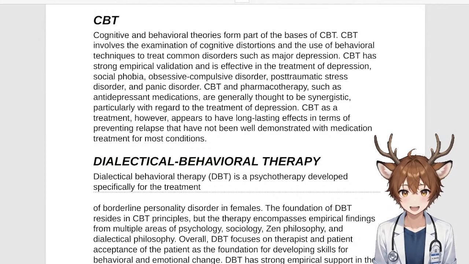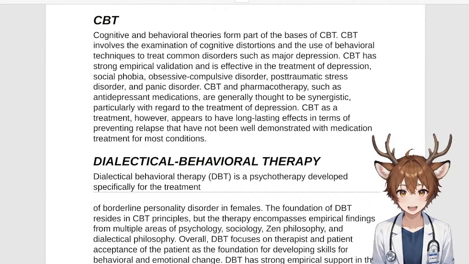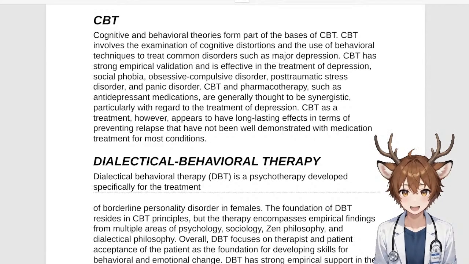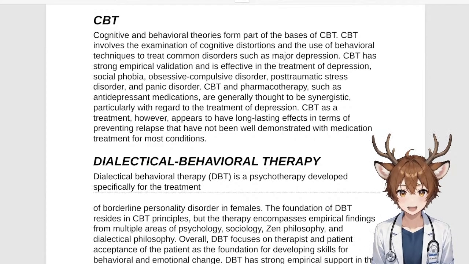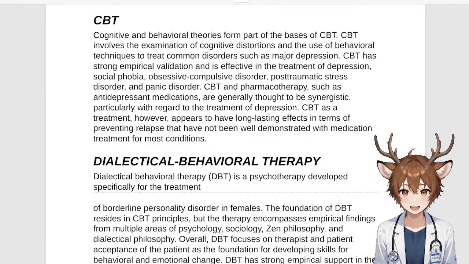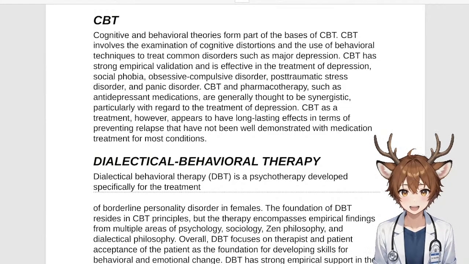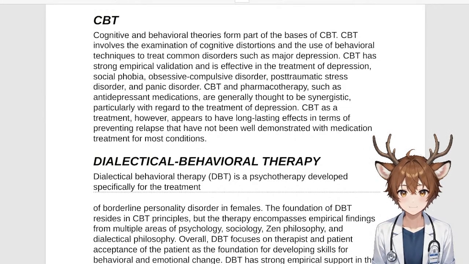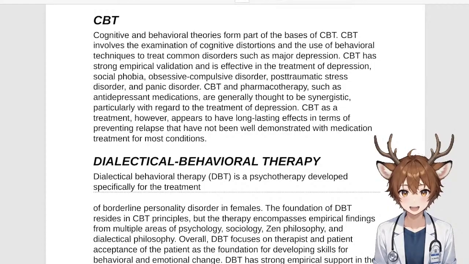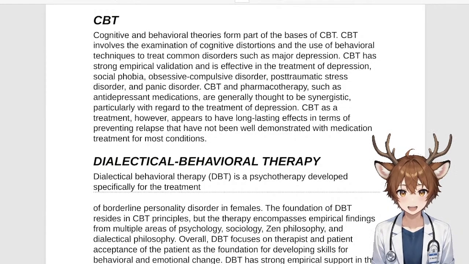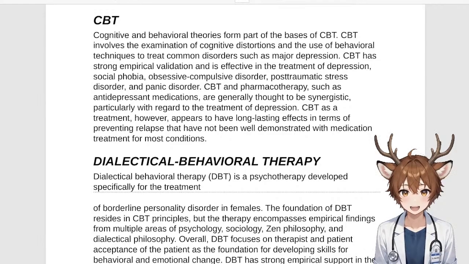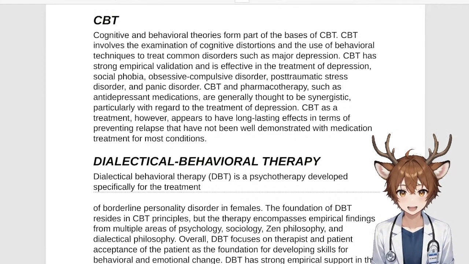Let's talk about cognitive behavioral therapy, or CBT. Cognitive and behavioral theories form part of the basis of CBT. CBT involves an examination of the cognitive distortions and the use of behavioral techniques to treat common disorders such as major depression. CBT has strong empirical validation and is effective in the treatment of depression, social phobia, obsessive compulsive disorder, PTSD, and panic disorder. CBT and pharmacotherapy such as antidepressant medications are generally thought to be synergistic, particularly with regard to the treatment of depression. CBT as a treatment, however, appears to have long-lasting effects in terms of preventing relapse that have not been well demonstrated with medication treatment for most conditions.